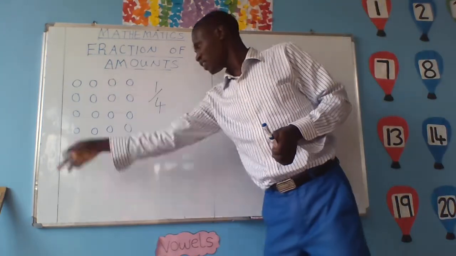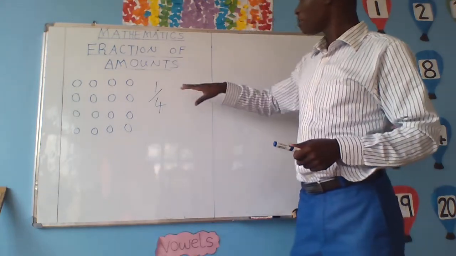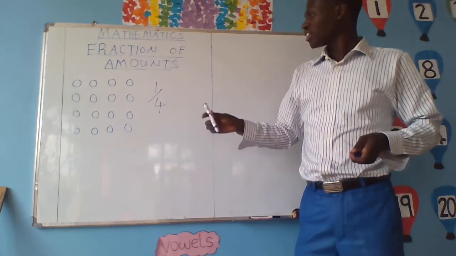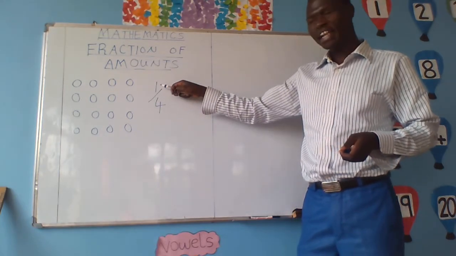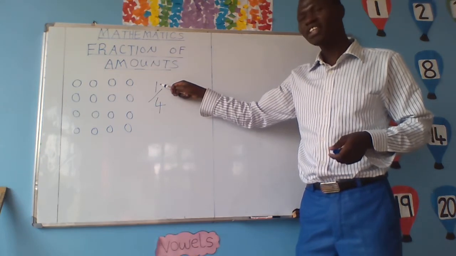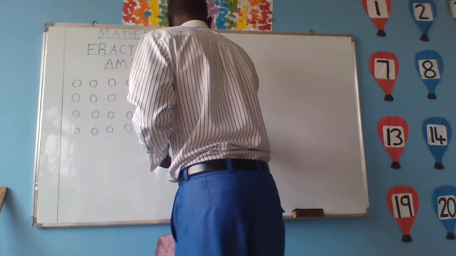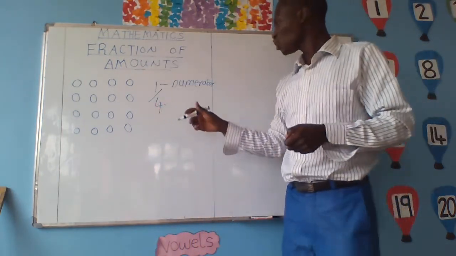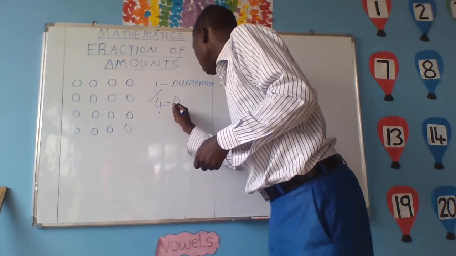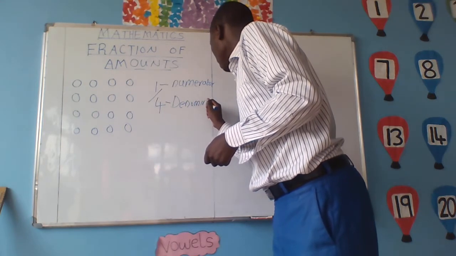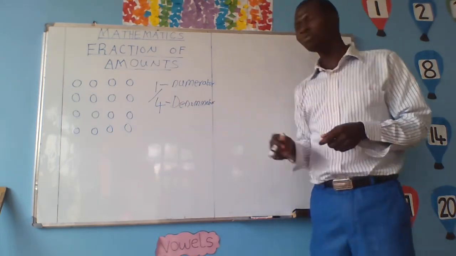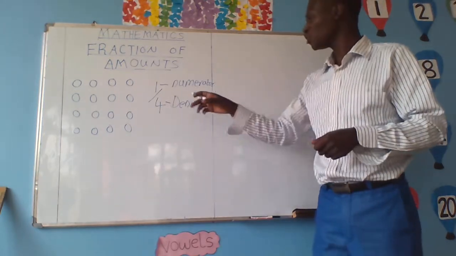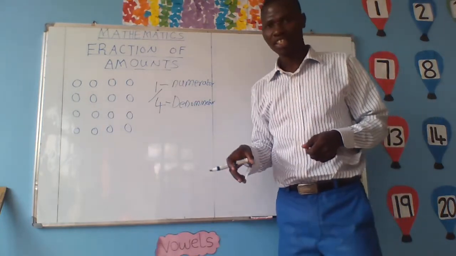Before looking at the fraction of this amount, let us remind ourselves about the parts of a fraction. As we saw, we have two main parts of a fraction. For example, this quarter here. The upper number is the numerator, and the lower number is known as the denominator. Any fraction must have these two main parts: numerator as the upper number and denominator as the lower number.